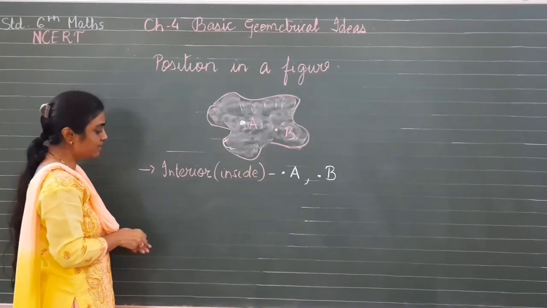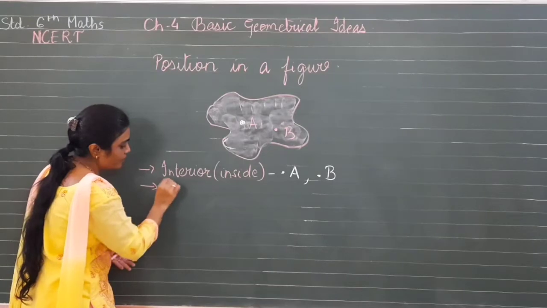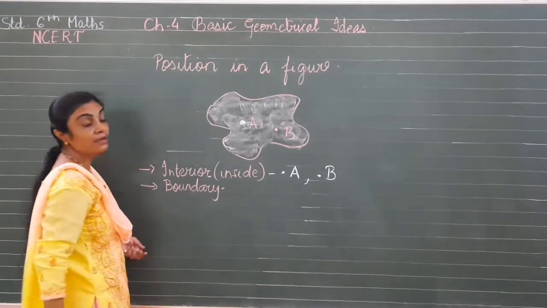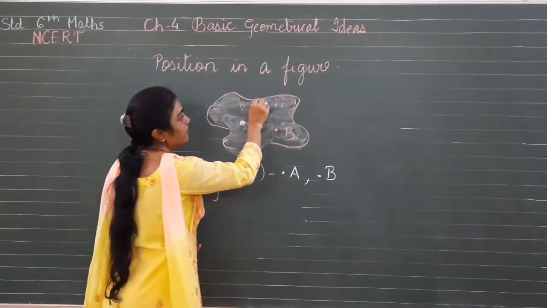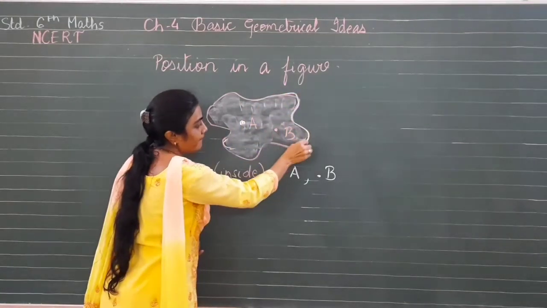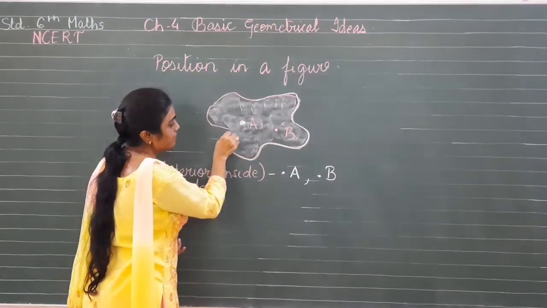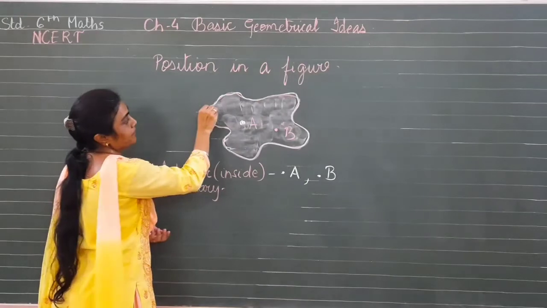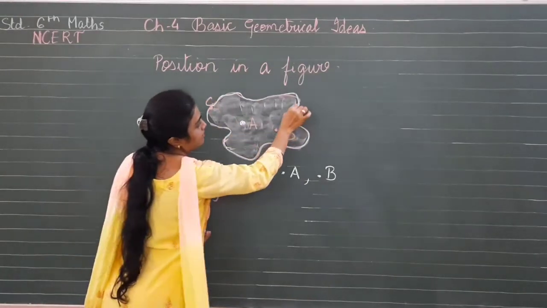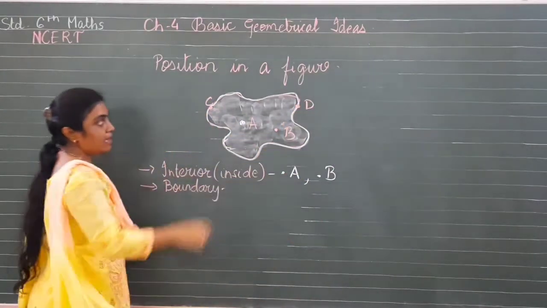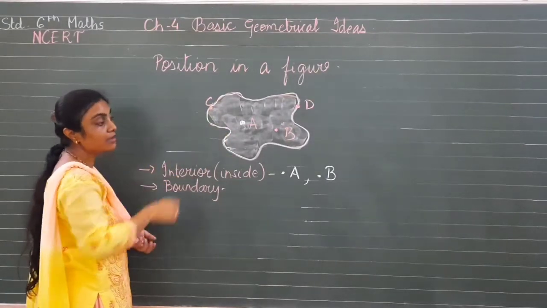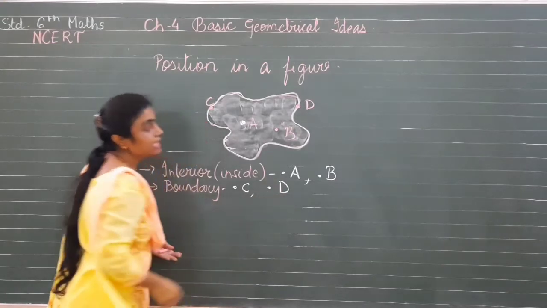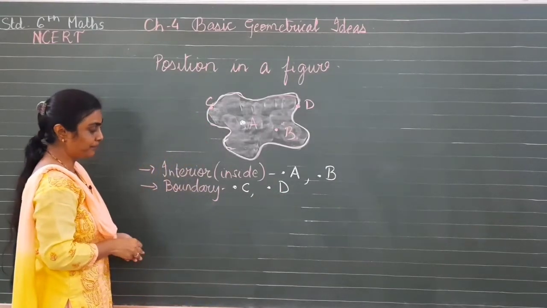Now let us do the next one, that is on the boundary. Now this is our boundary, or outline we can see. Now the points, suppose C, D, they are on the line or on the boundary. So point C and point D, they are on the boundary.